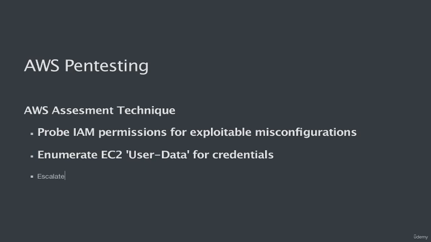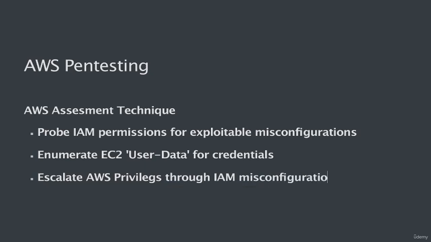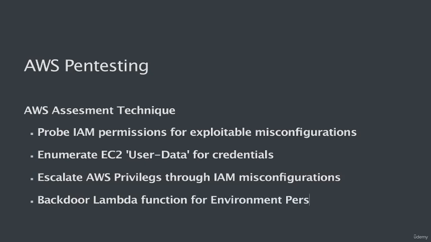Escalate AWS privilege. This we have seen a lot. Escalate AWS privilege through IAM misconfigurations. Backdoor Lambda function for environment persistence.